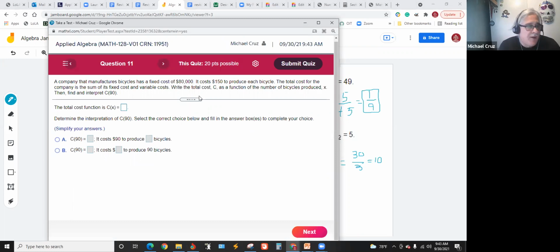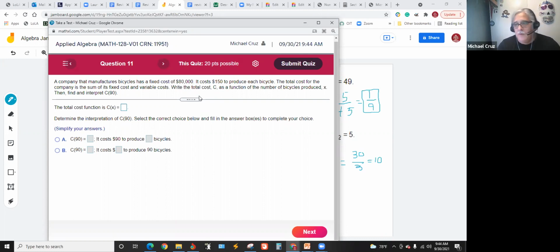All right, so here's an application. A company that manufactures bicycles has a fixed cost of $80,000. It costs $150 to produce each bicycle. The cost of the company is the sum of its fixed cost and variable costs.